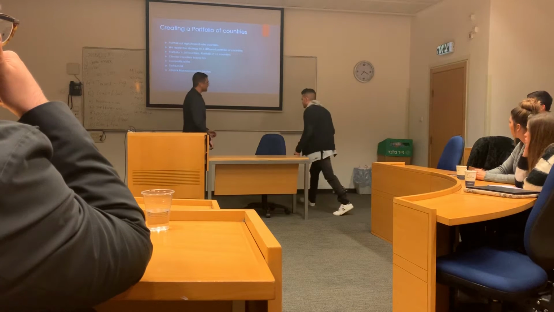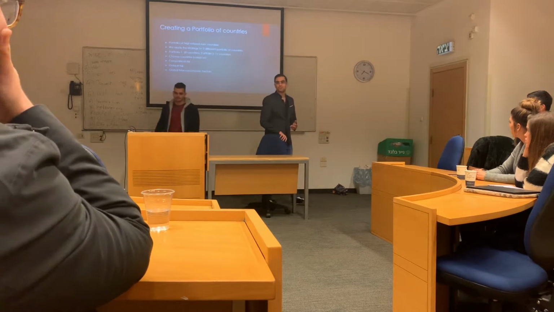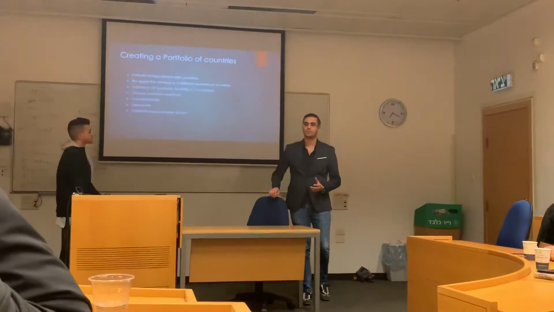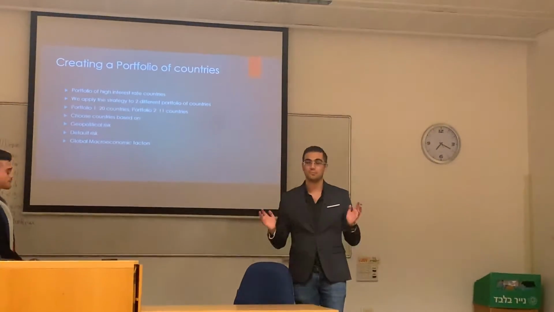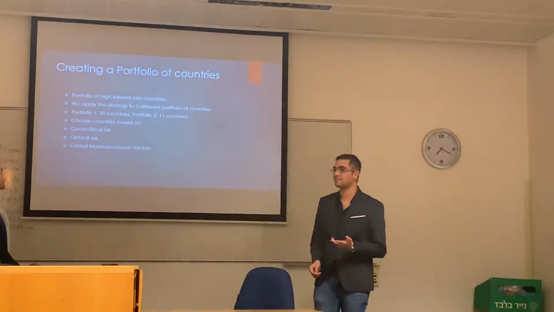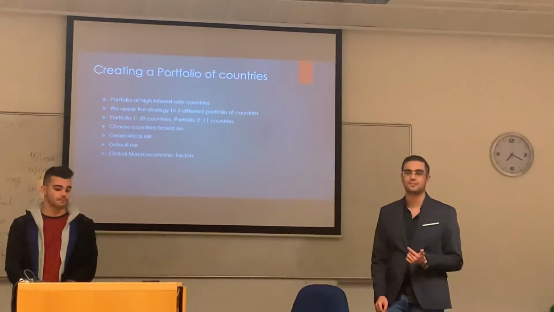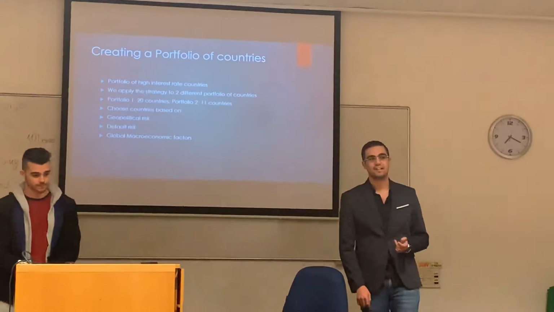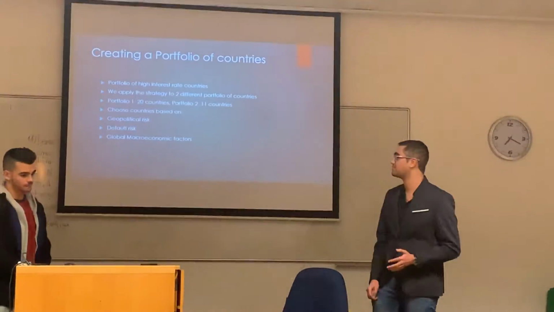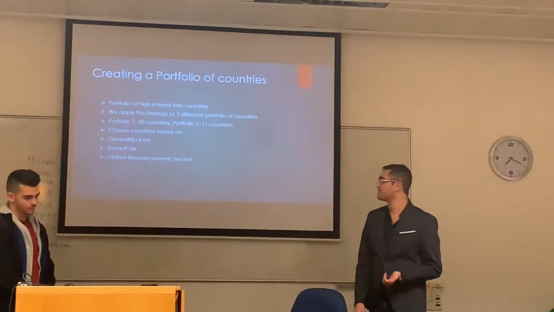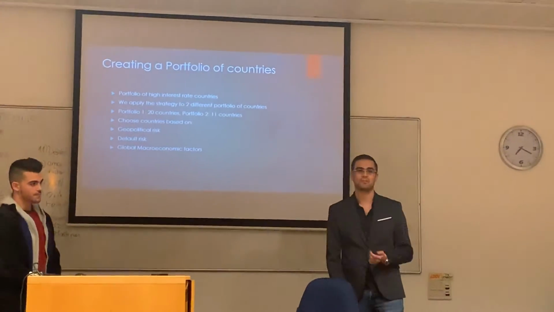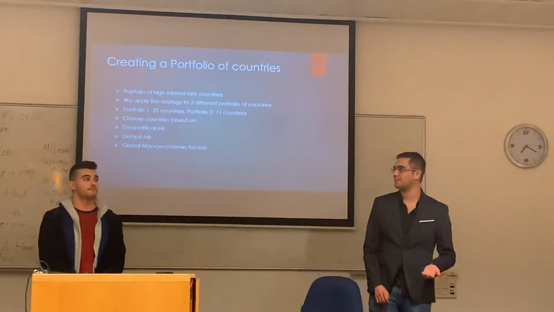So we're going to be taking this strategy and applying it to 2 different portfolios. The first portfolio is a portfolio of 20 countries, which are selected almost randomly, only on the basis that they have high interest. The second portfolio is a subset of the first one, containing 11 countries. And these countries are chosen according to a few factors. These factors are geopolitical risk, default risk, global macroeconomic factors, and historical average return.